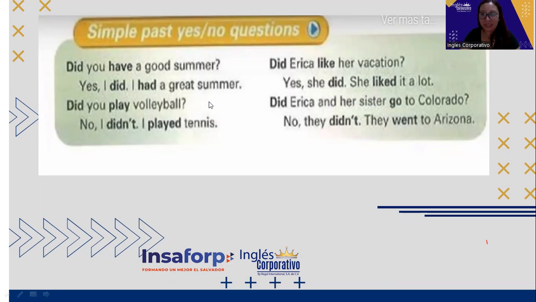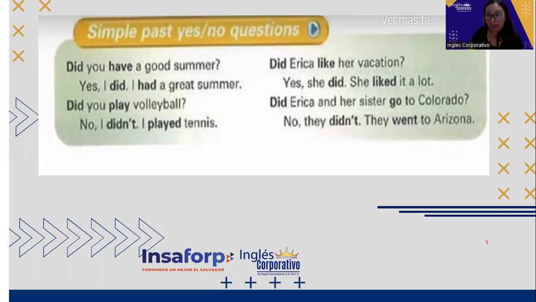Como todas las preguntas de yes or no, las respuestas tienen dos versiones. Tienen la versión corta, yes, sujeto, did. Yes, sujeto, auxiliar. En este caso, did. O no, sujeto, auxiliar, not. En este caso, no, sujeto, did not. Okay. Esa es la versión corta, la respuesta corta.